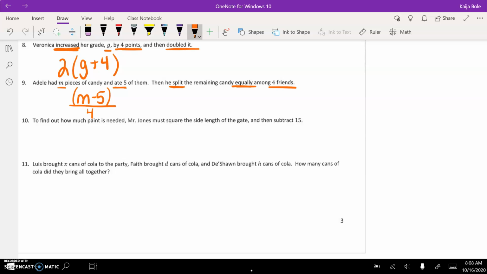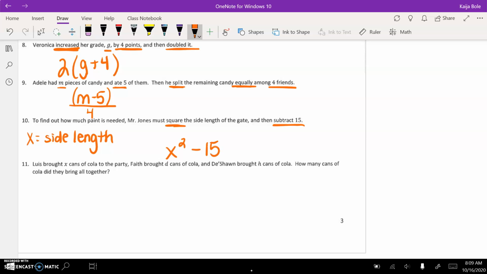Number 10, to find out how much paint is needed, Mr. Jones must square the side length of the gate, and then subtract 15. So I'm just going to pick a letter for the side length. So I'm going to say x equals side length. Usually they would give you a letter. So he has to square it. So x to the second power, then subtract 15, so minus 15.